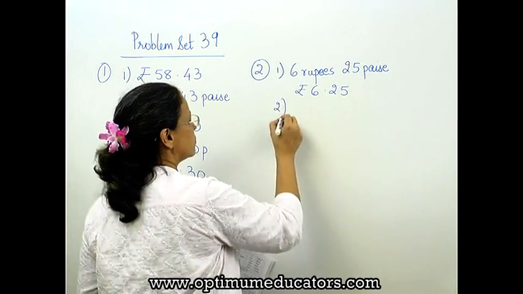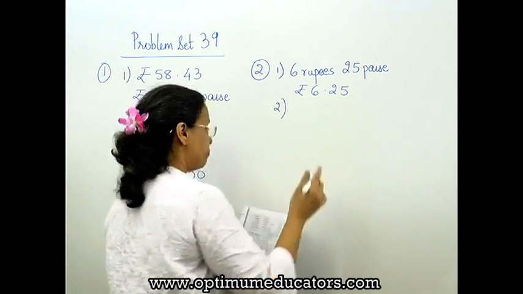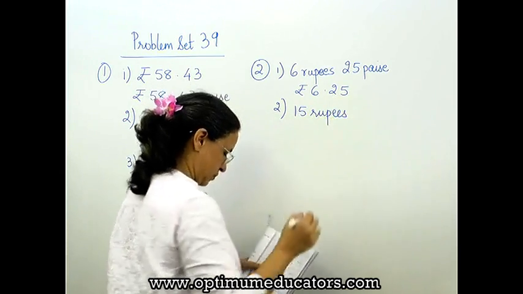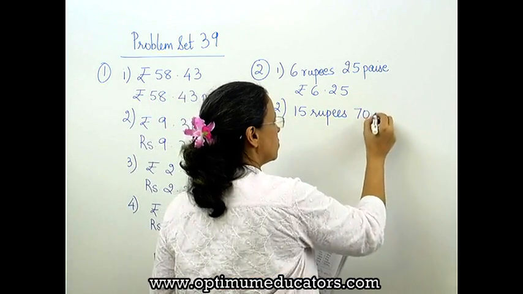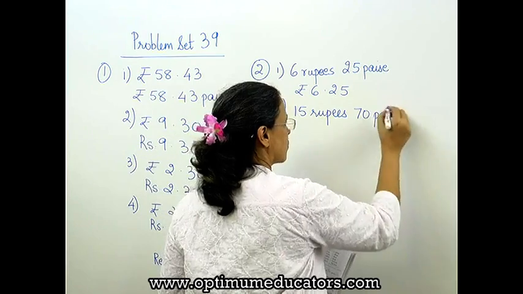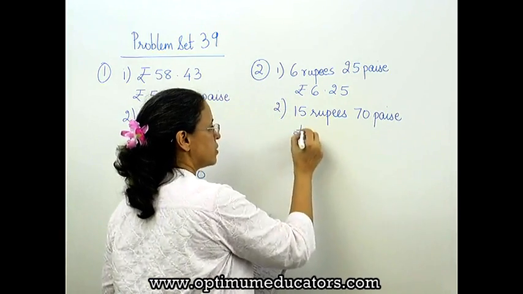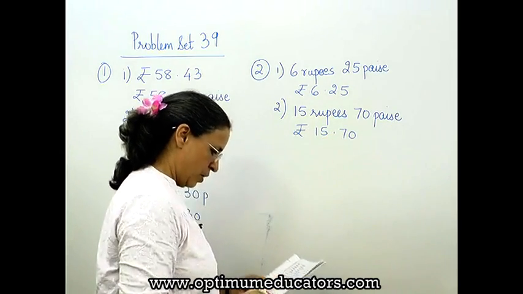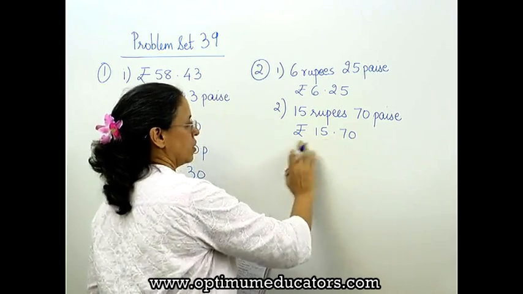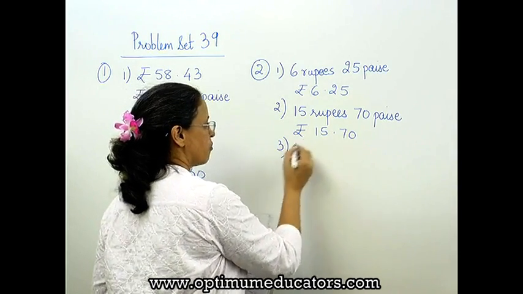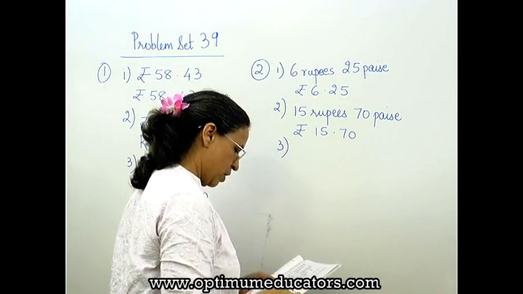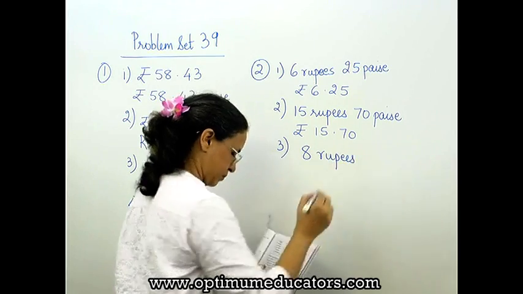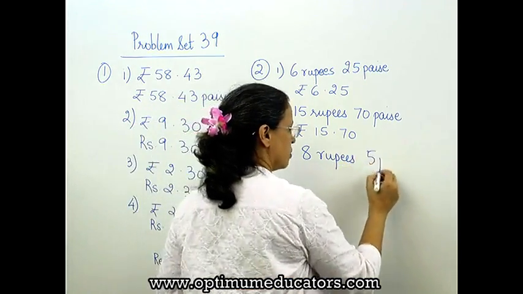Okay, second one, 15 rupees and 70 paise. So how will we write this? We will write it as rupees 15.70. Even though you haven't written P here, we understand from this that it is 15 rupees and 70 paise. Third one, 8 rupees 5 paise.